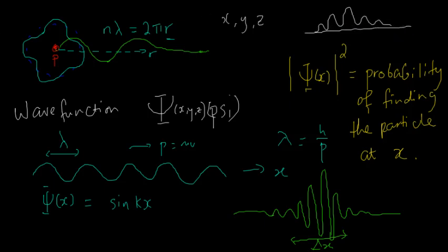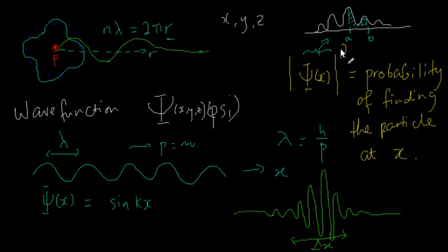So if I want to find, say, the probability that x is between A and B, let's say this graph is the graph for psi squared. The proper way to find the probability that an electron is between A and B is to find the total area under the graph between A and B. That's the proper way to do it.